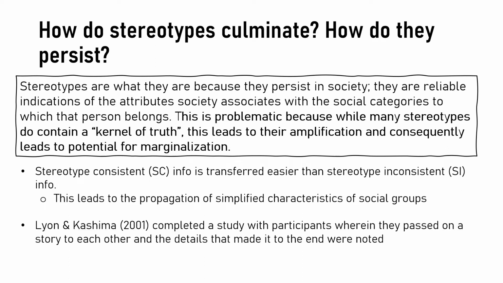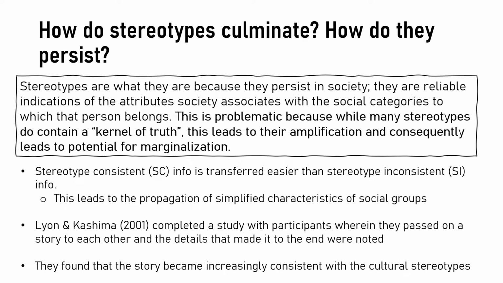So Huyan and Kashima in 2001 completed a study with participants in which they passed on a story to each other, much like in the game of telephone, and the details that made it to the end were noted. They started with a story about a football player who had very stereotypical characteristics, like very athletic, loud, but poor at academics. But they also had lots of other stereotype inconsistent information about the character, like hobbies and habits and things like that. At the end of the study, they found that in almost all of the samples studied, the stereotype consistent information was much more thoroughly preserved from beginning to end than the stereotype inconsistent information.